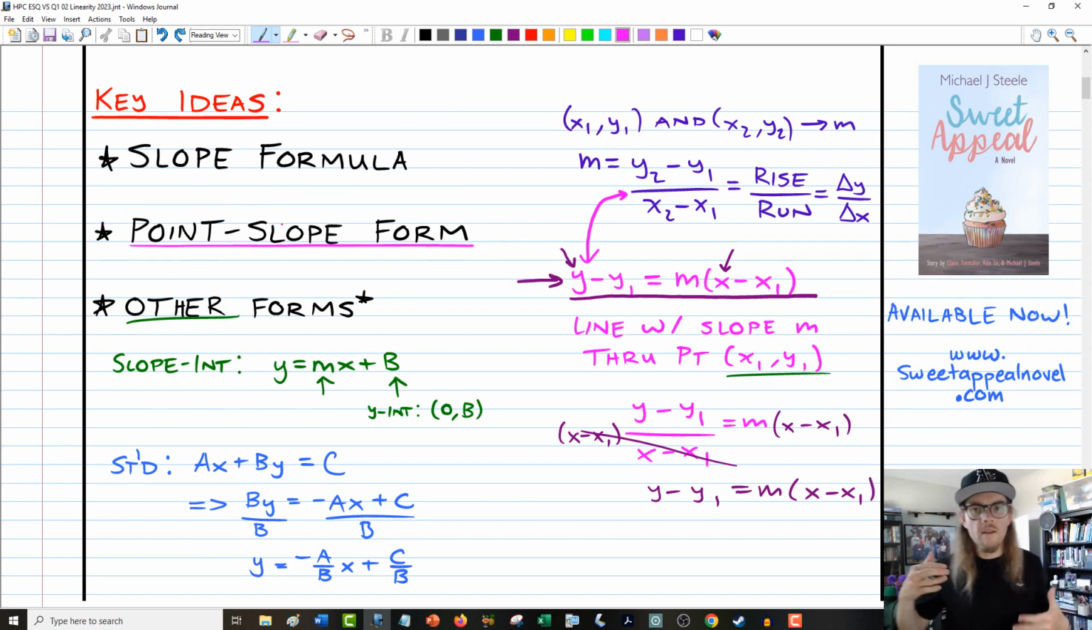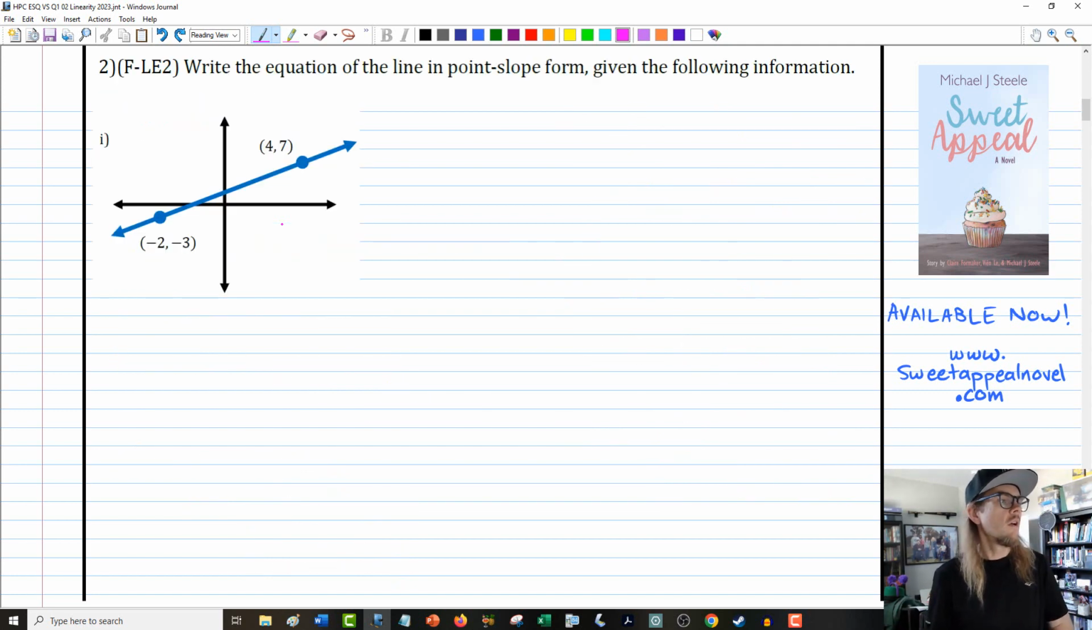So there's your fast overview of linearity, as far as you'll need in question 2 on this ESQ model. With that said, let's look at the 2 problems that were given.